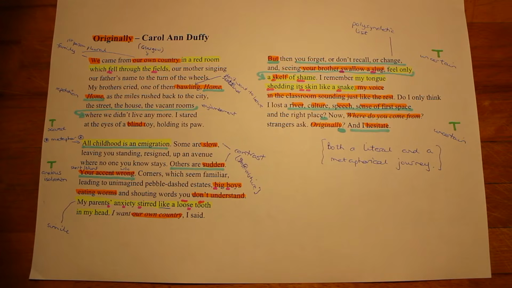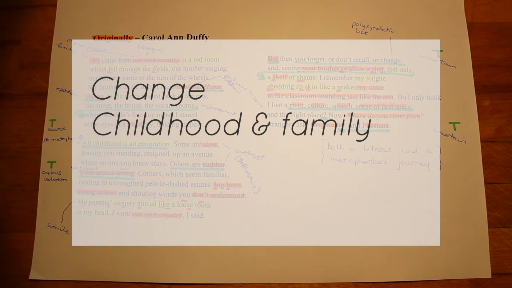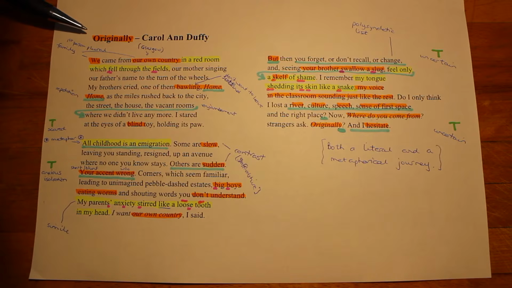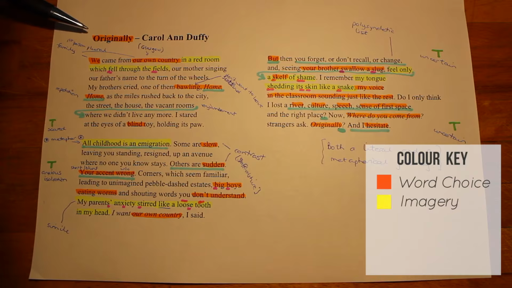Analysing poetry involves identifying and dissecting the literary techniques that the poet has used effectively to explore the theme or themes of a poem. In her poem, Originally, Carol Ann Duffy explores the themes of change, childhood and family, isolation, and identity. The title of the poem is Originally. We don't know initially what this is referring to, but it becomes clear by the end.